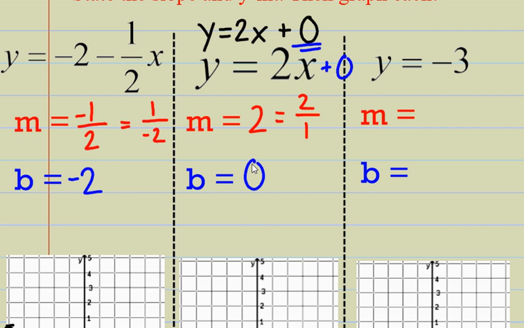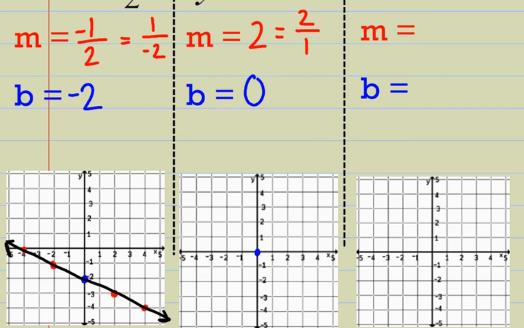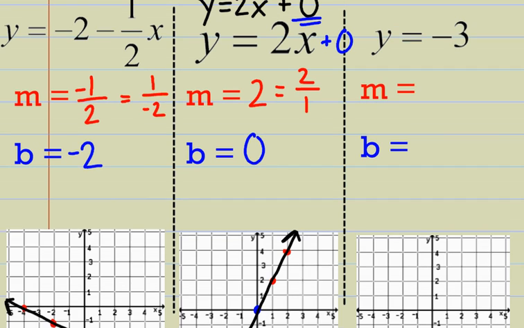So I start at 0 on my y-axis, and then I go up 1, 2, and right 1, or I could go down 2 and left 1, because a negative divided by a negative is also positive. And I'd graph my line in. I don't need to make a table. Much, much quicker.